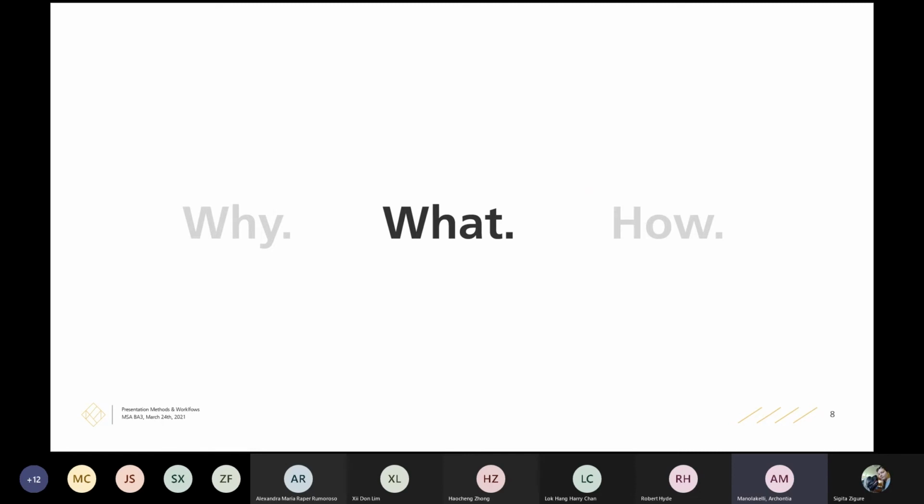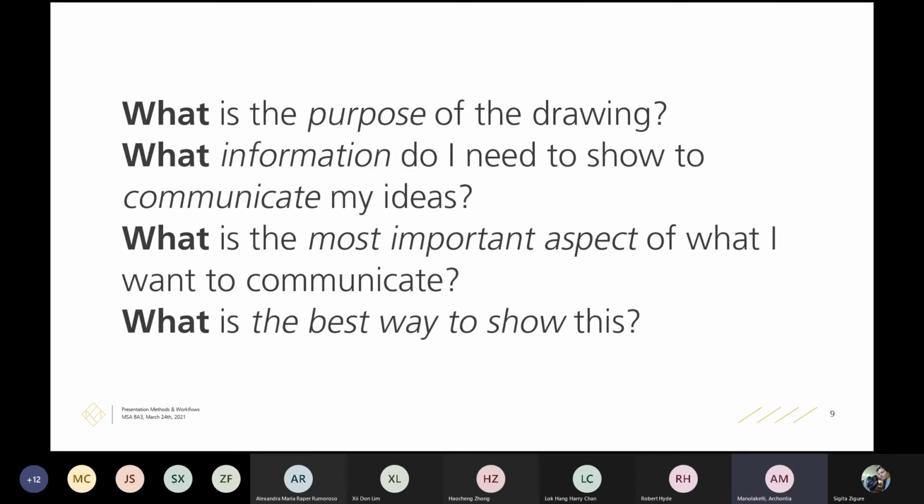So the next question I'm going to talk about as a result is the what. And there are a lot of what questions that we need to ask when we're making a drawing. We think that drawings are important, but when we make a drawing, we need to make a series of decisions to be able to achieve the standards and the aims that I outlined before. So there are things like, what is the purpose of this drawing? What information do I need to show to communicate my ideas? What is the most important aspect of what I want to communicate, and what is the best way to show it? Each of these decisions will lead you to a different output for the thing that you're trying to show, to tell the story that you want to tell.